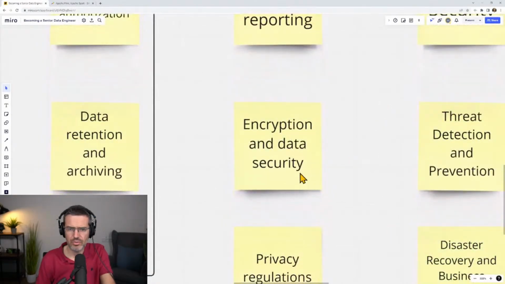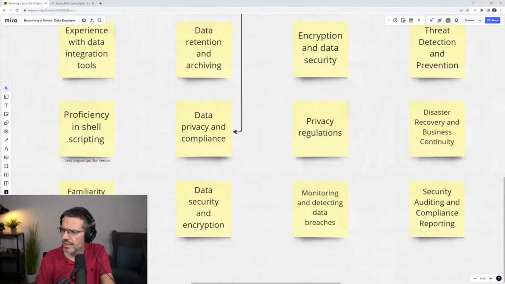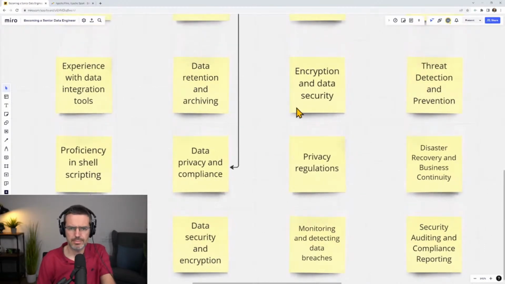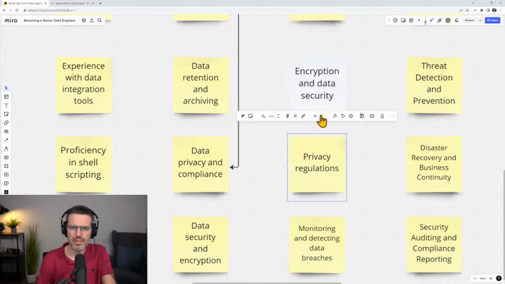And then we have encryption and data security. We already had encryption here. Is this the same thing? Yeah. Design and implement encryption and data security solutions that protect data from unauthorized access, breaches, and theft. Let's mark this gray here, because it's literally the same thing, just with a bit of a different text. Privacy regulations. GDPR. You should understand the regulation GDPR and the California Consumer Privacy Act.